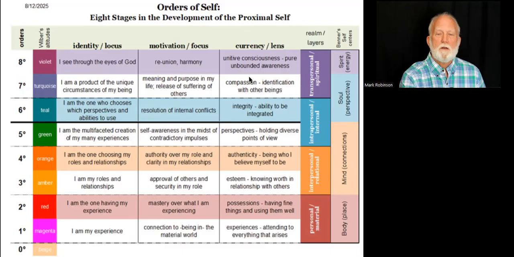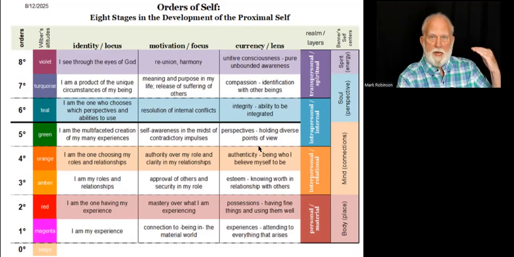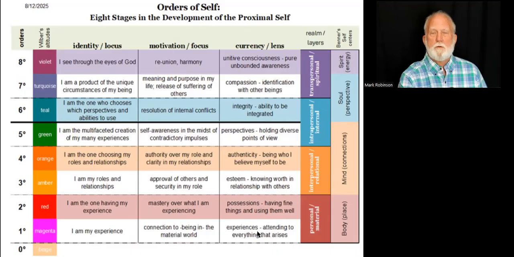So we notice over here this column, currency lens. This is sort of the currency of this particular stage of development. At first order, the currency is what experiences am I having? This is what's on my bucket list. What have I been able to do? At second order, the currency is possessions. What do I have? What do I own? What do I control?